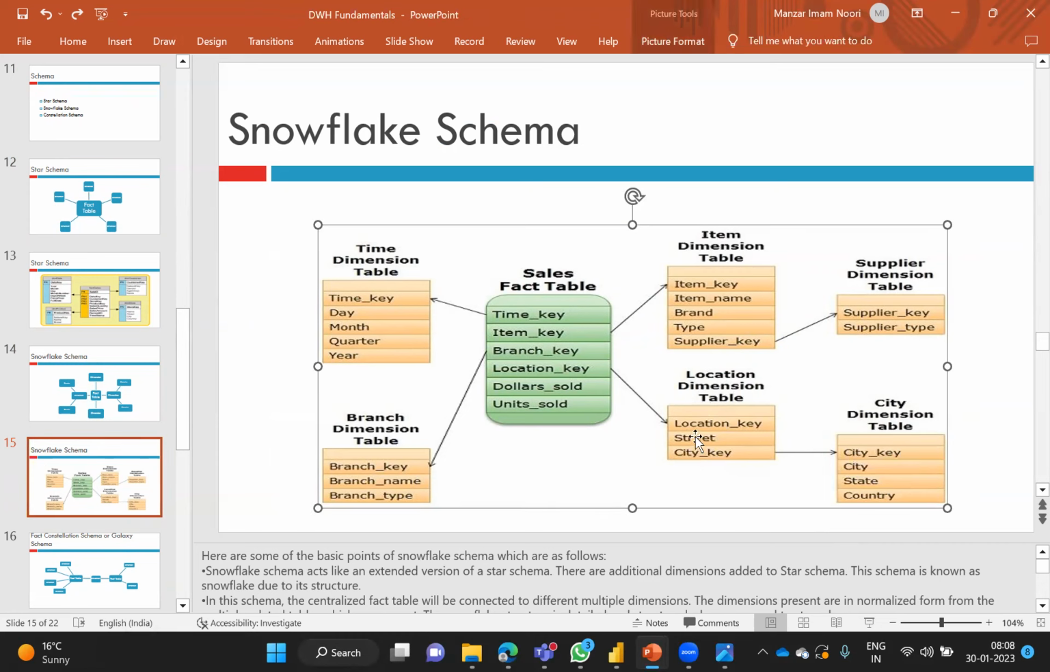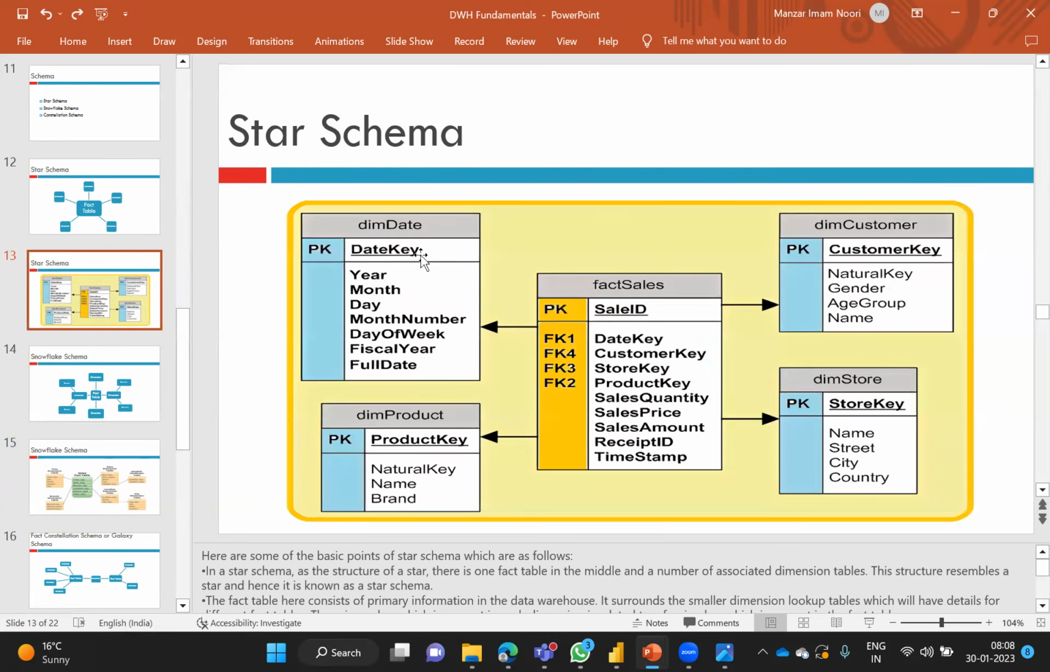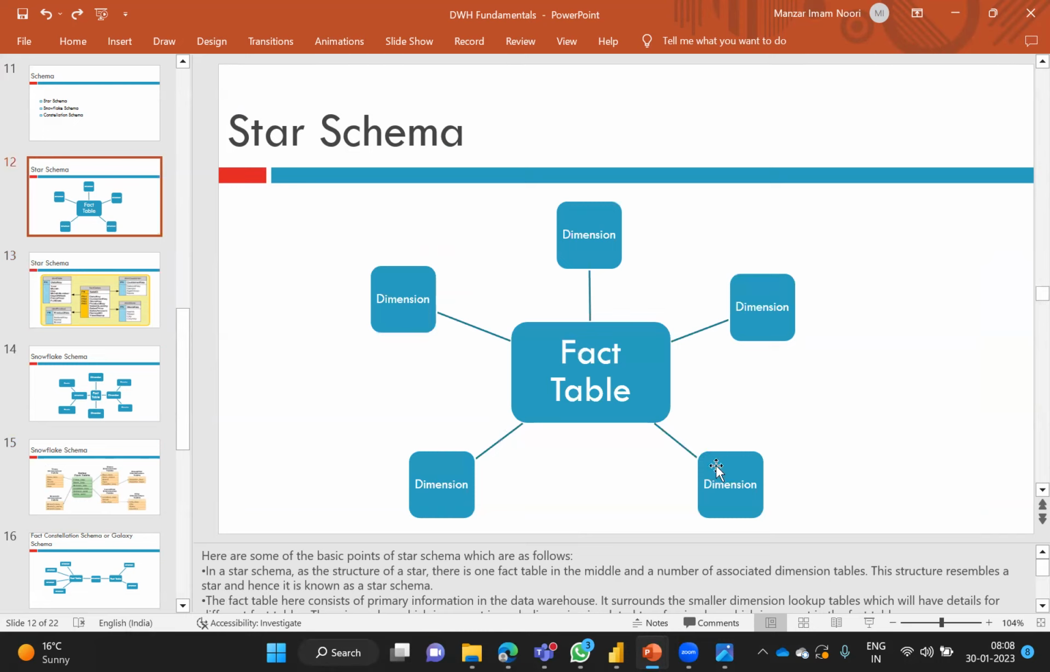In that case, this will be denormalized, and that's what we have in the case of the star schema: we don't subdivide any dimension or split any dimension into another dimension. We just have everything in one table here. So one fact table and its dimensions.